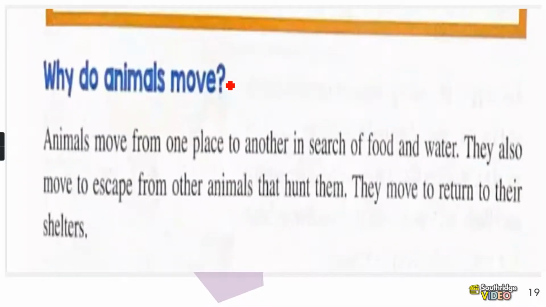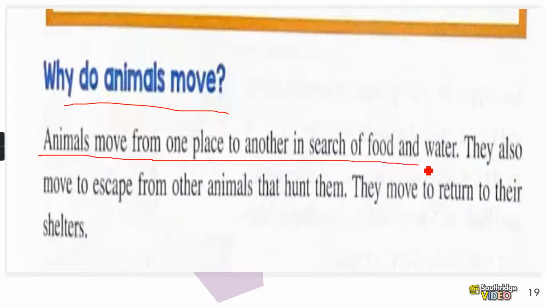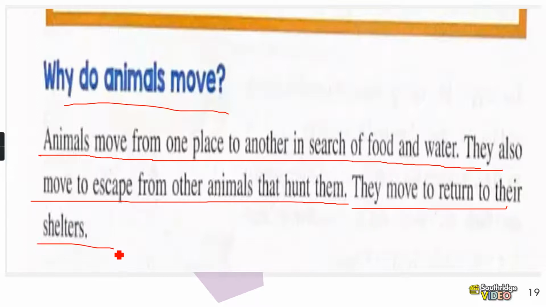Now let's talk about movement. Why do animals move? Well, animals move from one place to another in search of food. They also move to escape from other animals that hunt them. So they escape from predators. They move to return to their shelters and also to find their partners for reproduction.